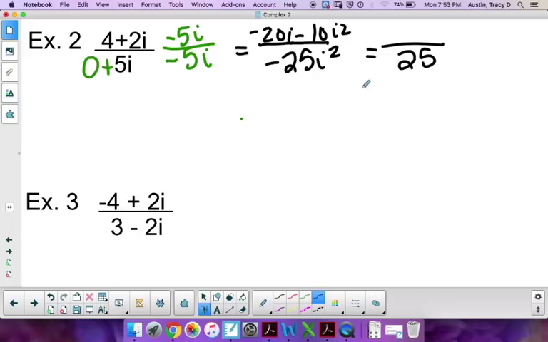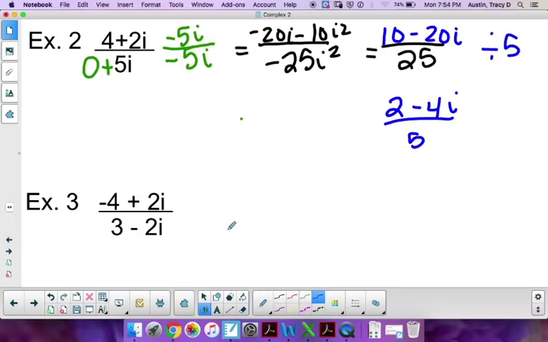And again, simplify and write it in the correct order. This is going to become positive 10. This is going to be negative 20i. And yes, we really do need to simplify that. You need to figure out what you can divide 10, 20, and 25 by. In this case, you can divide them all by 5. So that's going to be 2 minus 4i all over 5. You do need to actually simplify these down as far as you can go.